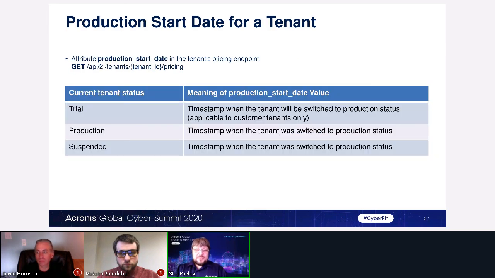Just a bit of information regarding this production start date for a tenant. As you can see, for customer tenants only in trial mode, you can now check when this tenant will switch automatically, because it's not in 30 days, but in 1 full month. And as well, for production it's the specific day when we switch to production, and for suspended it's when it's sent to suspended status.